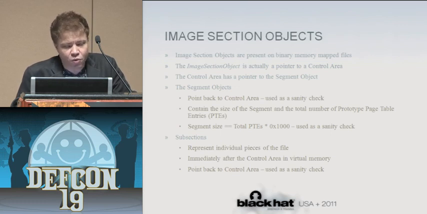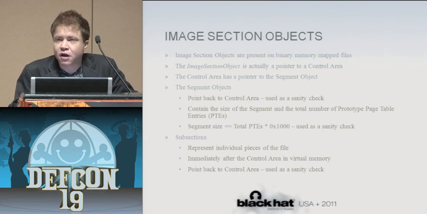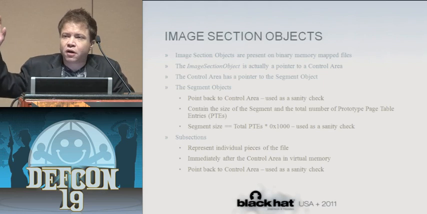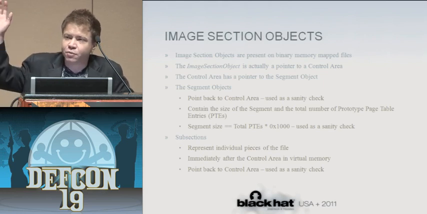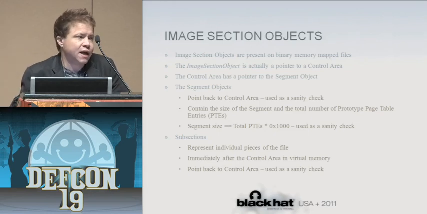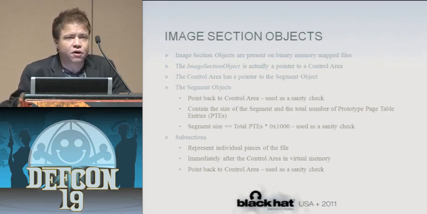The thing that you're going to want to be parsing if you're trying to dig out the binary data from memory would be these subsections. So subsections represent the individual pieces of a file. How many here have ever loaded up a PE, a portable executable, in PE View or Lord PE or some other viewer? Basically, what you'll see in there is that the PE file is broken into a bunch of sections. So there's a code section that's usually called .text. There's a data section. There's a resource section.